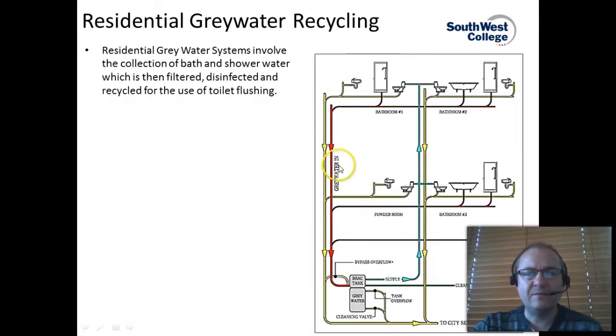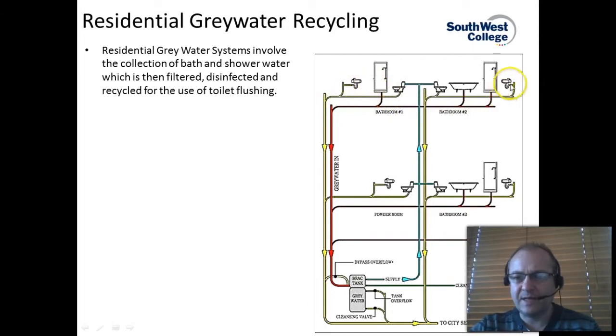In residential greywater recycling systems, as we've said, the system involves the collection of bath and shower water, which is filtered, disinfected, and then recycled for the use of toilet flushing. A typical schematic of a residential or domestic installation would look something like you can see here on the right hand side. You can see the wastewater is coming out of the showers and the baths. It's in the red column, which goes down to the greywater recycling system, and then the yellow column is the waste that comes out of your toilet.